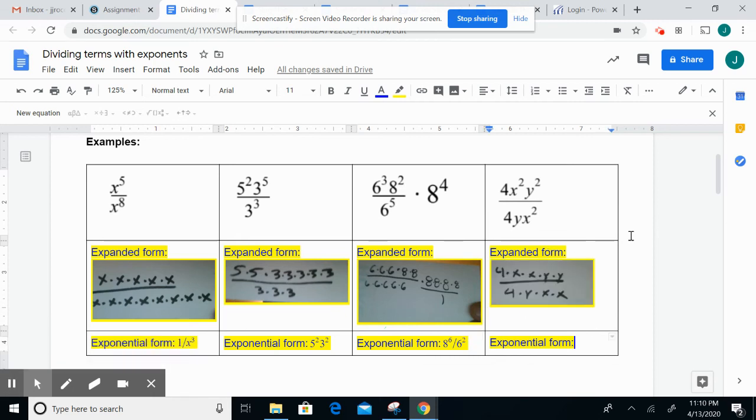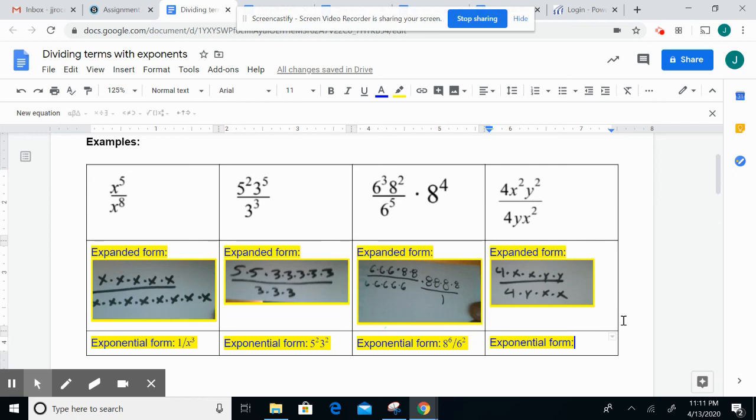All right, for the last one, I already inserted the picture, but basically expand the top, expand the bottom, keep them as the top and the bottom. There's a 4 on both the top and the bottom. There are 2 x's being multiplied on the top, x squared, 2 y's being multiplied on the top, and then bottom, write it out the same way.